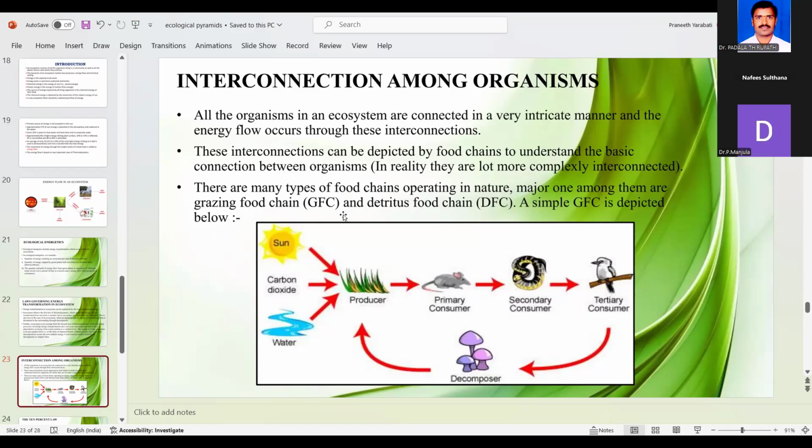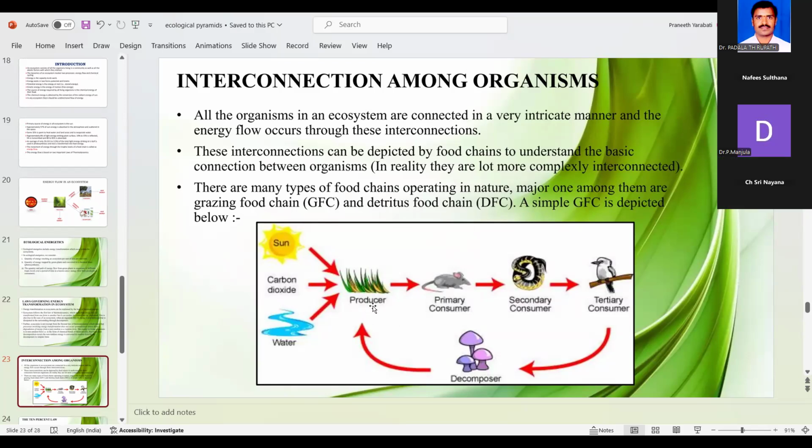There are many types of food chains operating in nature. The major ones among them are the grazing food chain and the detritus food chain. A simple grazing food chain is depicted here. From the sun, the producer, in the presence of CO2 and water, can produce carbohydrates, that is, sugars.